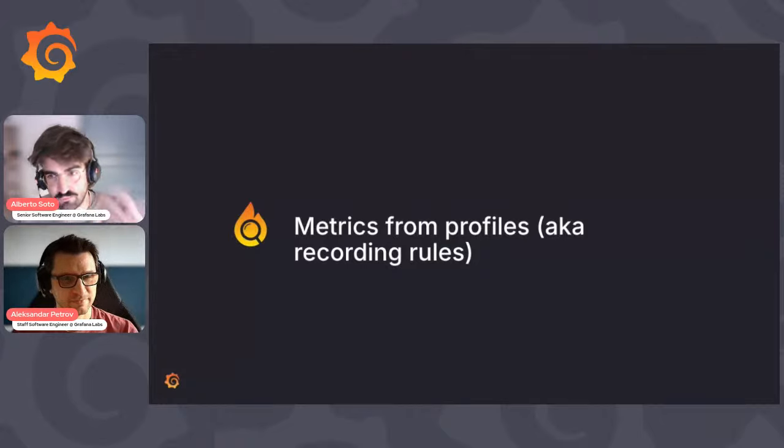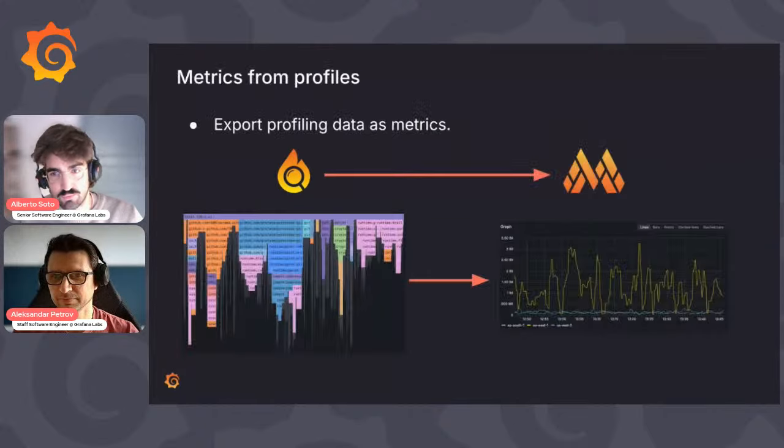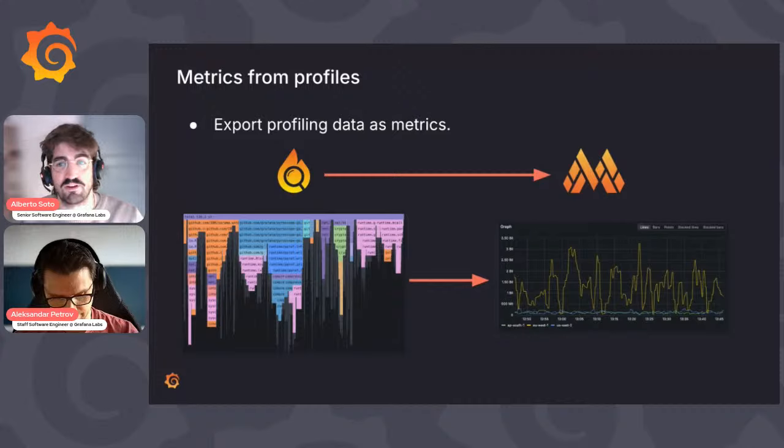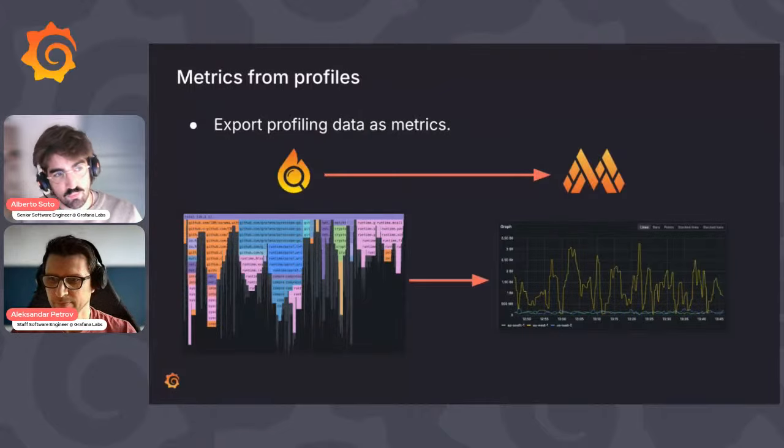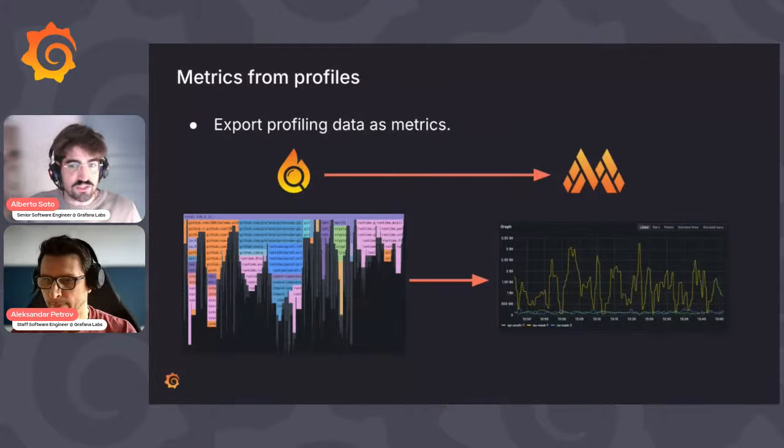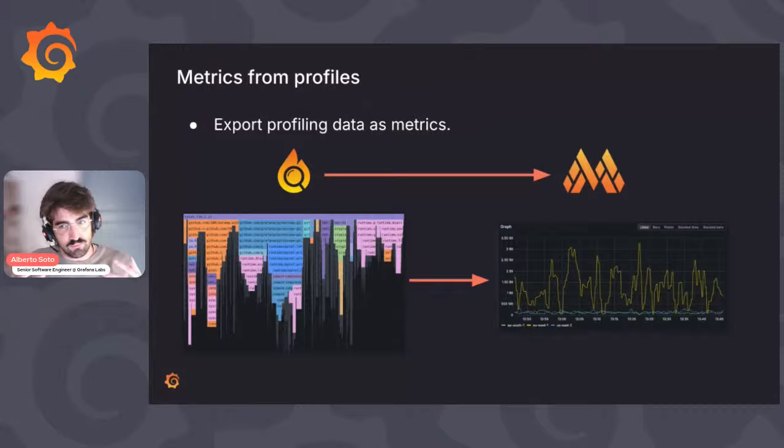Anyway, metrics from profiles. This is also known as recording rules. You will see why later. But yes, we're pretty excited to offer this feature. Let's start with what metrics from profiles is. Metrics from profiles let you export profiling data as metrics to Mimir or any Prometheus compatible data source. You may choose which profile matters most to you, derive it, aggregate it, and send it to Mimir so you can consume it differently.